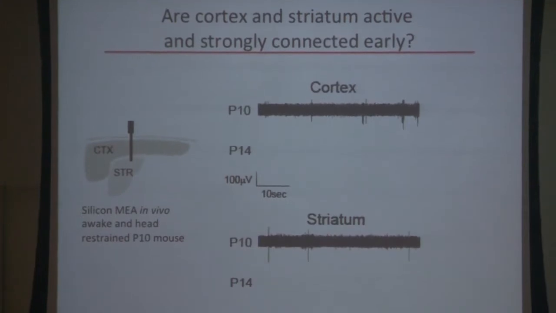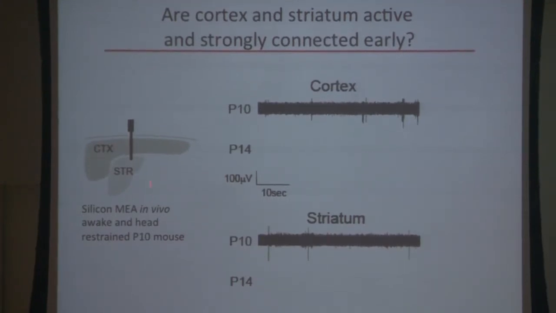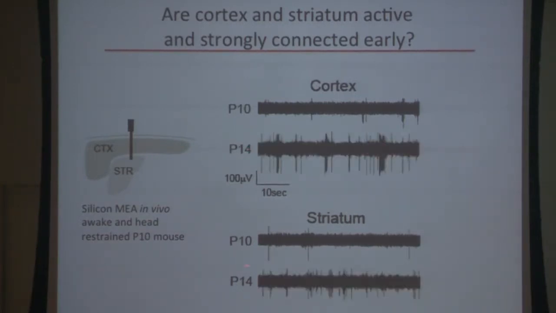So they were kind of sitting there. He could put electrodes in their brain, and through one craniotomy record first in motor cortex and then pass through and record in striatum, so you get activity of both structures. And so what you can see is that here at P10 he can find some spiking units within cortex, and again in striatum as well. Activity patterns are quite low. By P14 there's much more robust activity in cortex as well as in striatum, and you start to get bursts of activity.